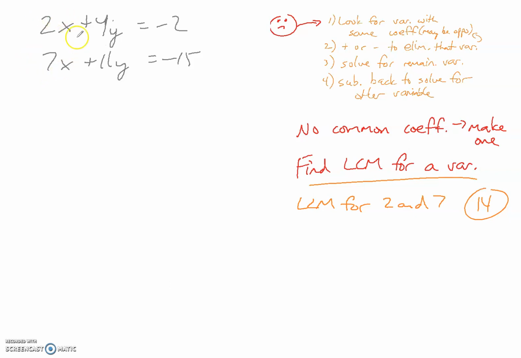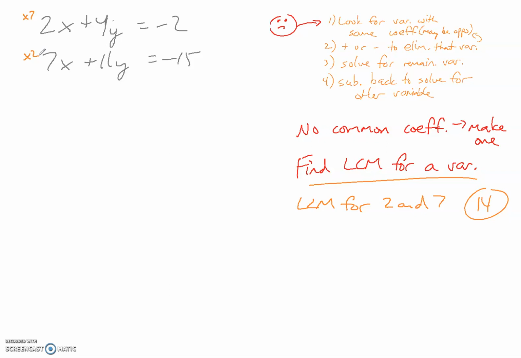So I'm going to change both of these into 14s. To change the 2 into a 14, I'd have to times everything by 7. To change this one to a 14, I'd have to times it by 2. So sometimes you have to multiply one expression by a number, but if nothing matches up, you end up having to multiply both expressions by a number to make them equal.